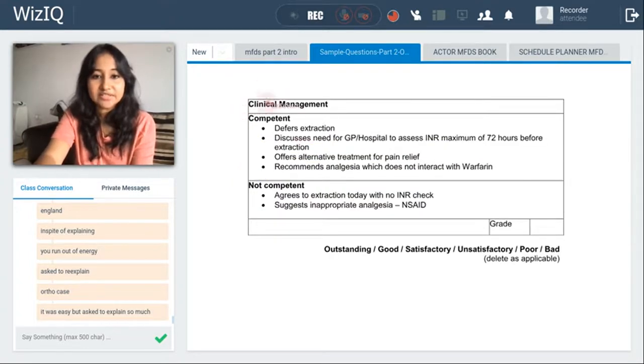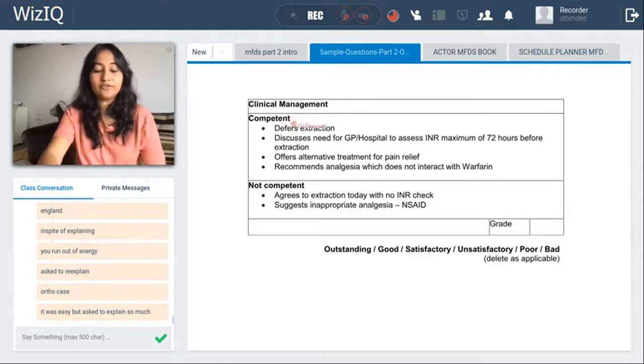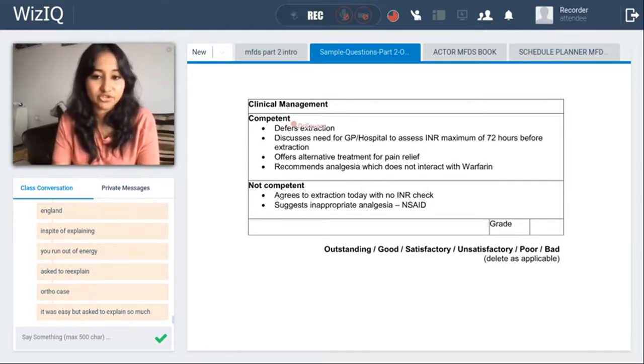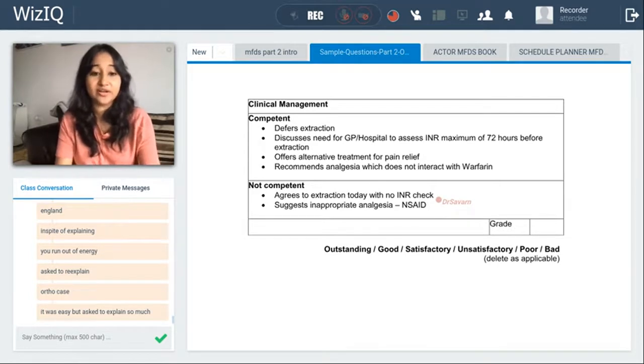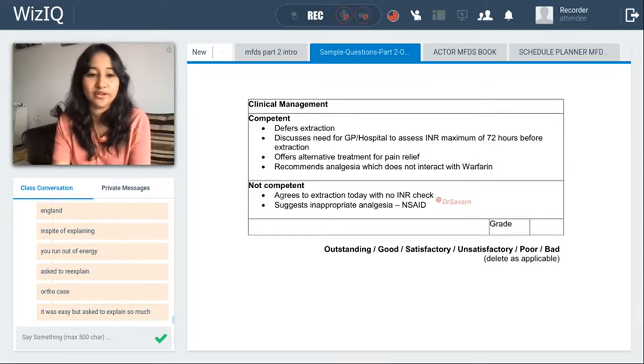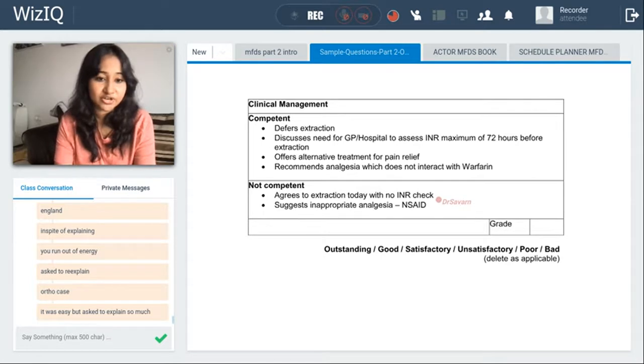Now, the last is clinical management. In clinical management, what if you decide to do the extraction today? That is where you are incompetent, because if they're asking you to take a history for a patient who wants to get a tooth removed, there has to be something which is going wrong. They're not asking you to do an extraction like that. There has to be something which will stop you from doing the extraction today.